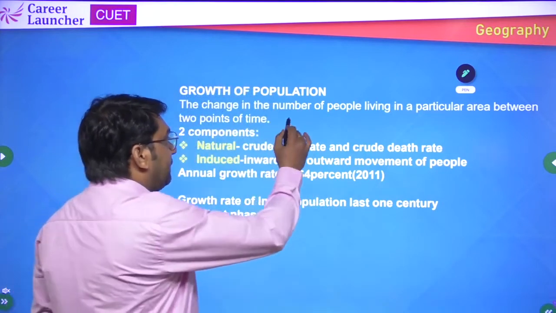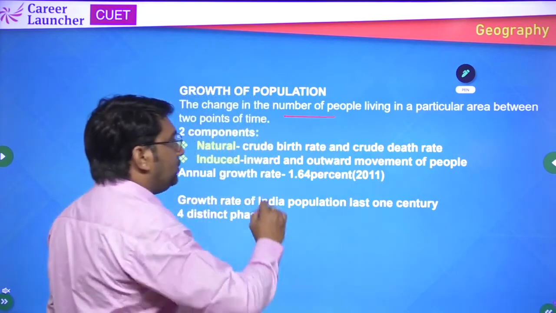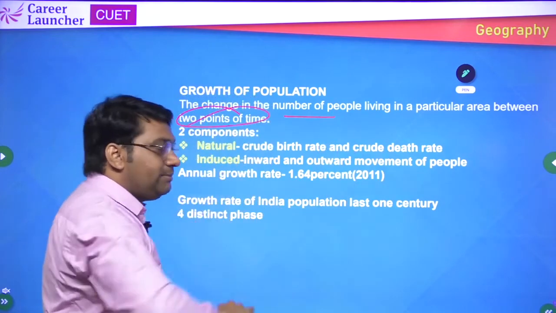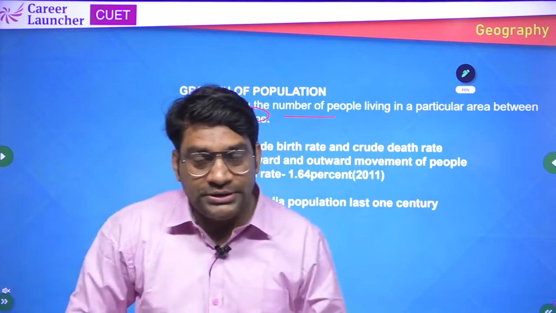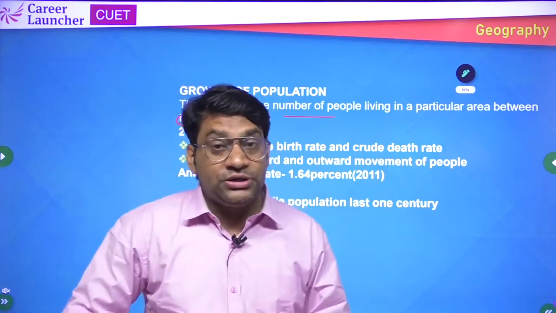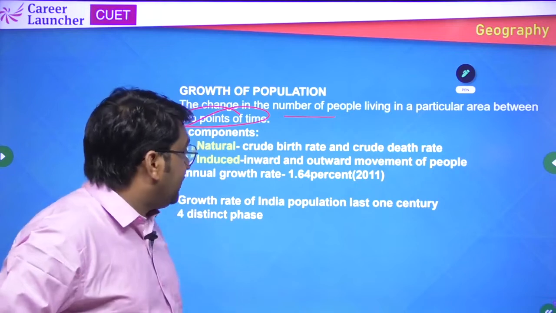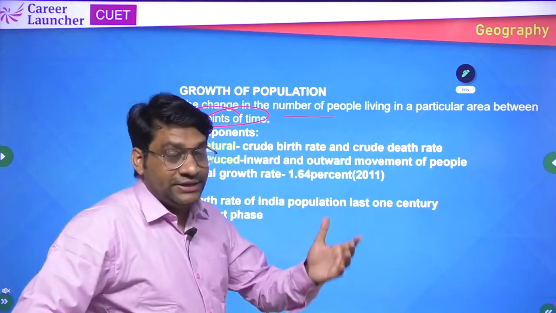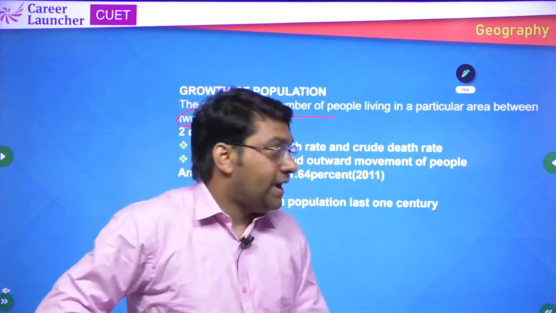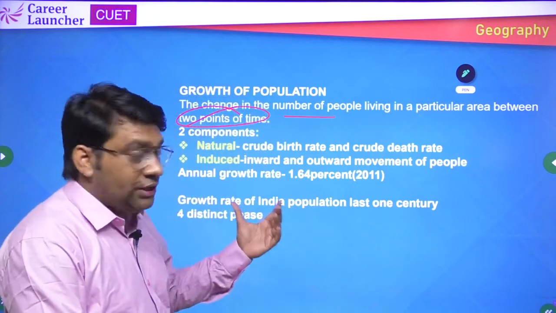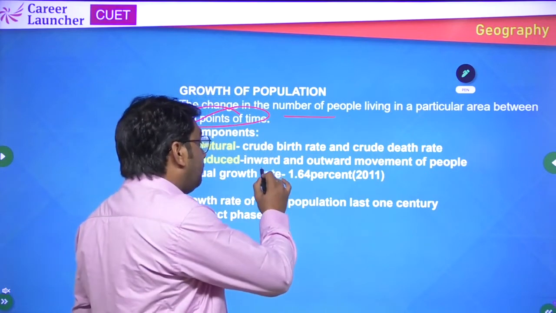So the change in the number of people living in a particular area between two points of time is called growth of population. Okay, and there are two important components that make up population growth. One is natural: when the crude birth rate and crude death rate change over that time, that is indicated naturally. And the second important one is induced. Induced means inward and outward movement of people. Okay, this is about migration.